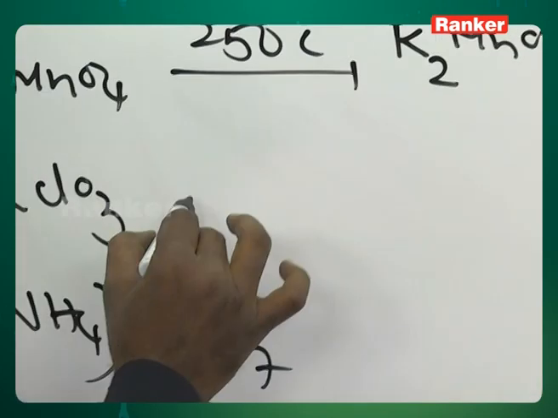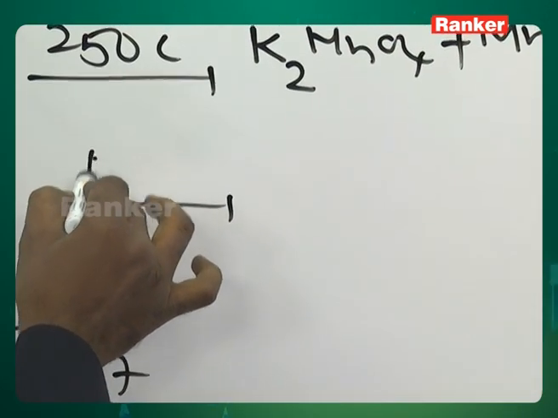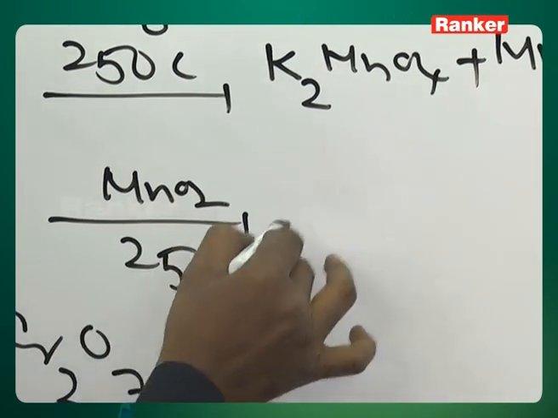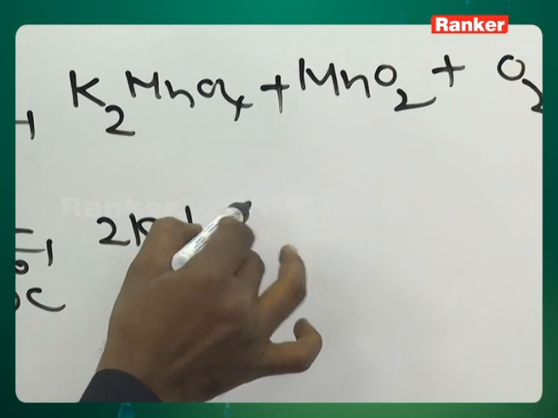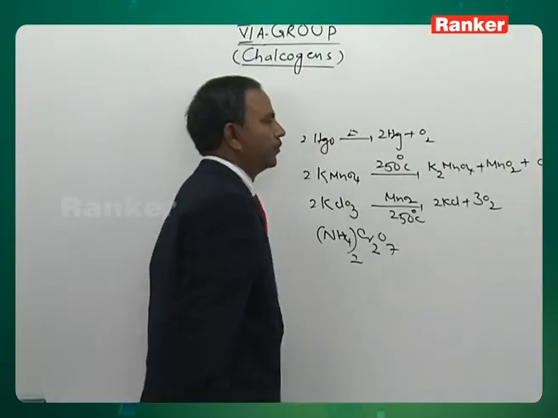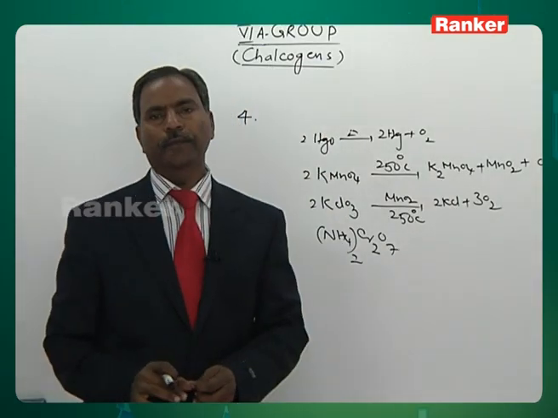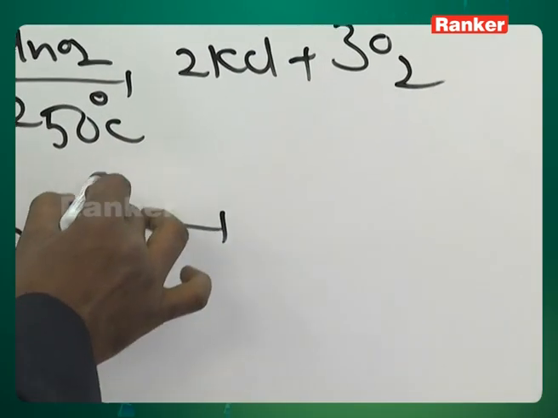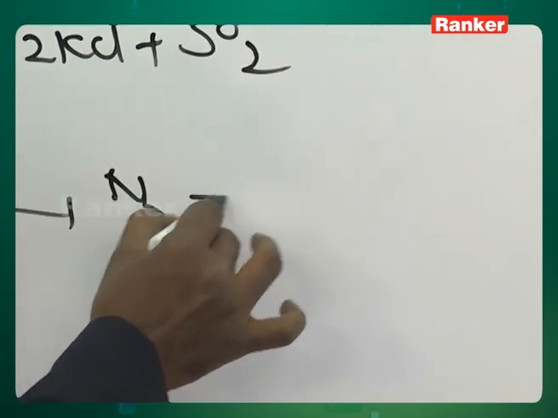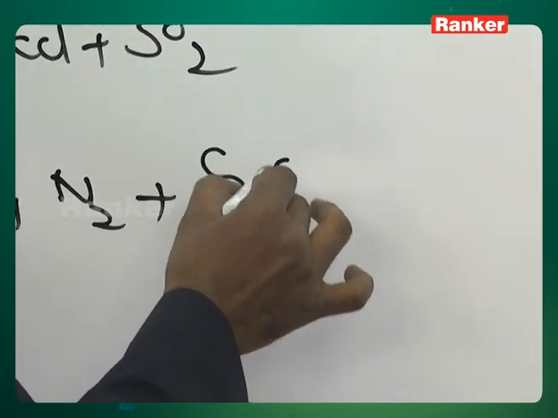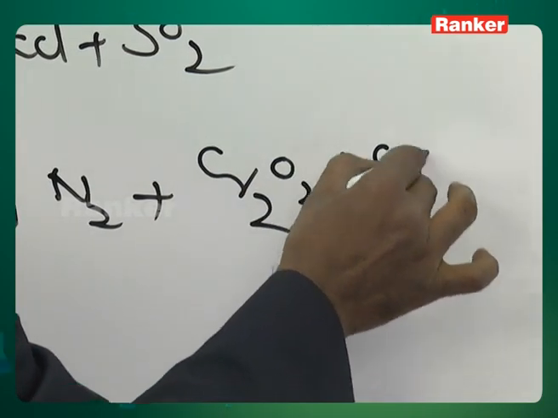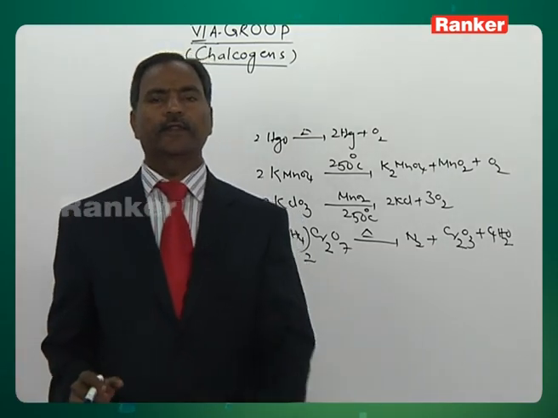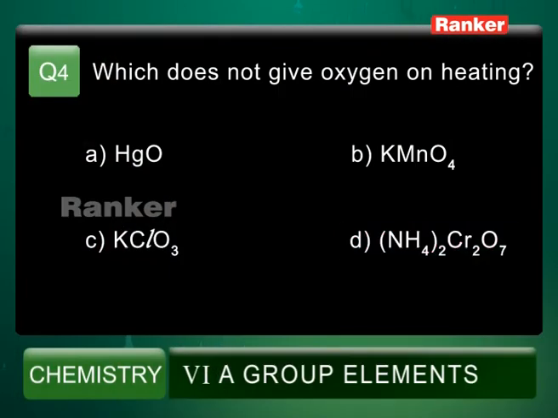KClO3 well known to you. This on heating in presence of MnO2 catalyst around 250 degrees centigrade, you are getting KCl followed by 3O2. So all these on heating you are getting oxygen. But on heating of this particular ammonium dichromate, heat it, you are getting nitrogen gas followed by Cr2O3 followed by 4H2O. There is no formation of oxygen. Here you are getting what? Nitrogen gas. So for the question number 4, answer is D.